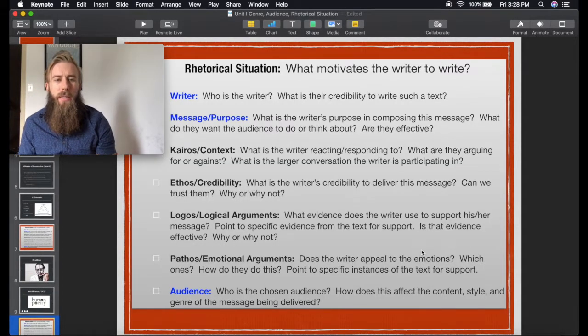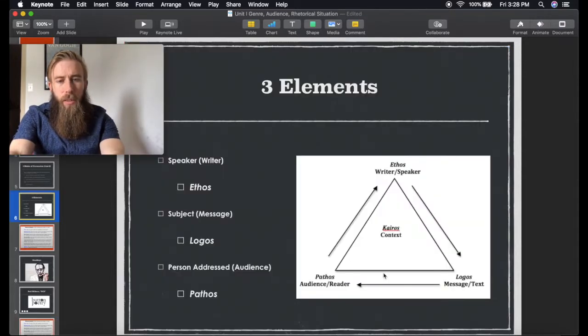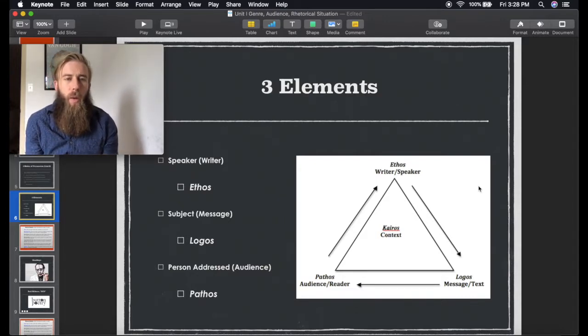What I want you to consider as you move forward is these questions. Constantly ask yourself these questions. How do all of these aspects really affect one another? Like I said, this rhetorical situation here is representing the recursive process of communication and writing, meaning that all of these elements interact with and affect one another. So that's what I want you to consider as we read and watch these texts this week.